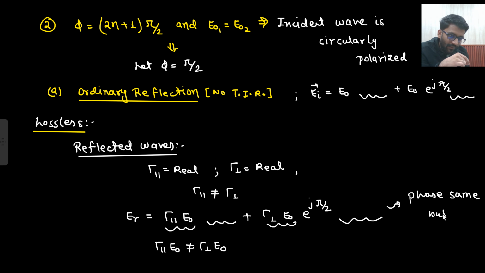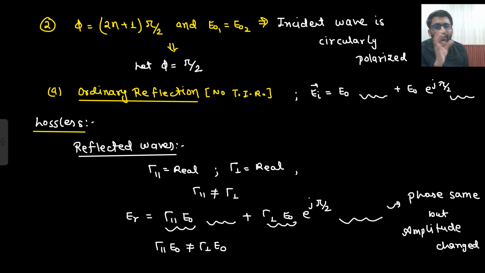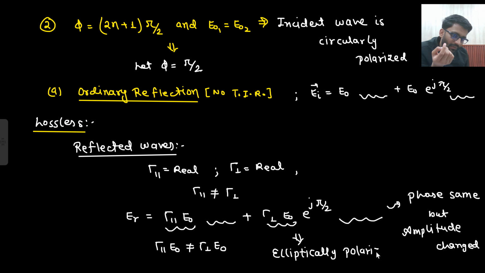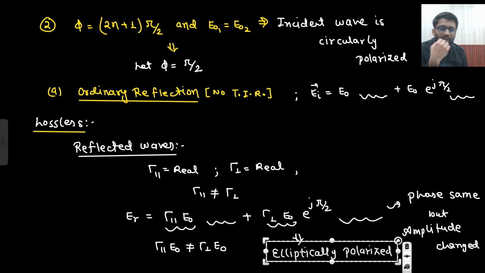But amplitude changed. So if your amplitude has changed, no matter whether you have the same phase, like your phase is pi by 2 only here, but amplitude is changed. What does that mean? Elliptically polarized. Say yes or no. Do you agree to this point or not? A very, very good point.